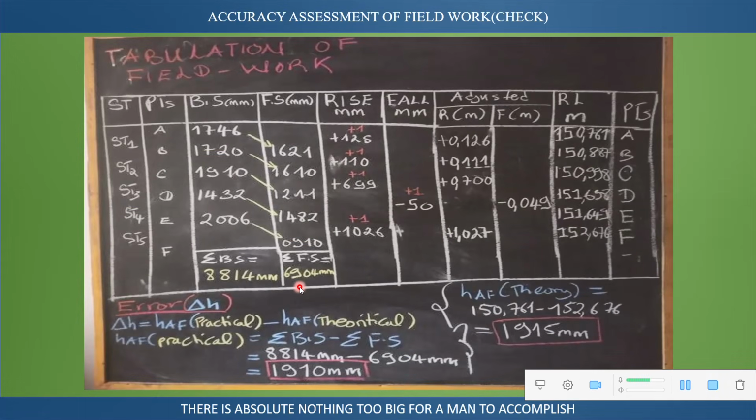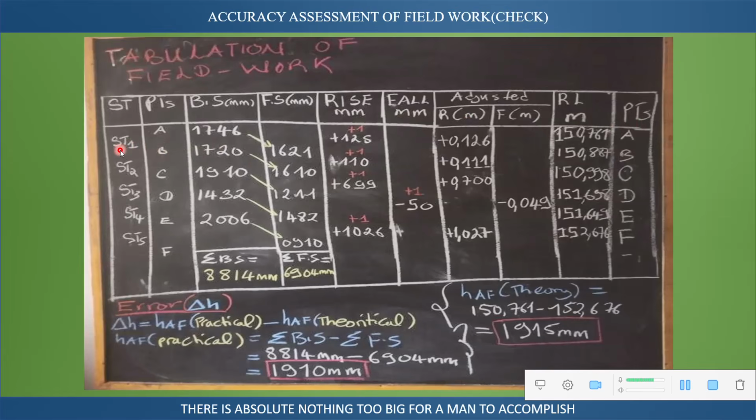These are the side readings that have been tabulated. When we collect data in the field, we have to tabulate the data. If you look there, you will notice station, backsight in millimeter, foresight in millimeter, rise in millimeter, fall in millimeter, adjusted height difference. Then they adjusted rise and fall in meter, then the reduced level, the height of the point, then the point.